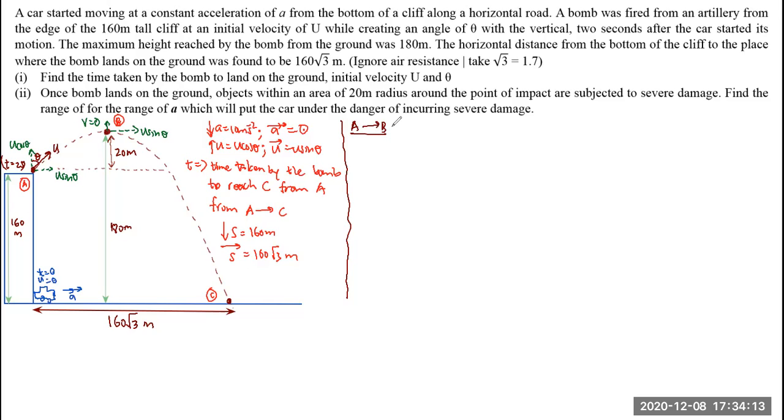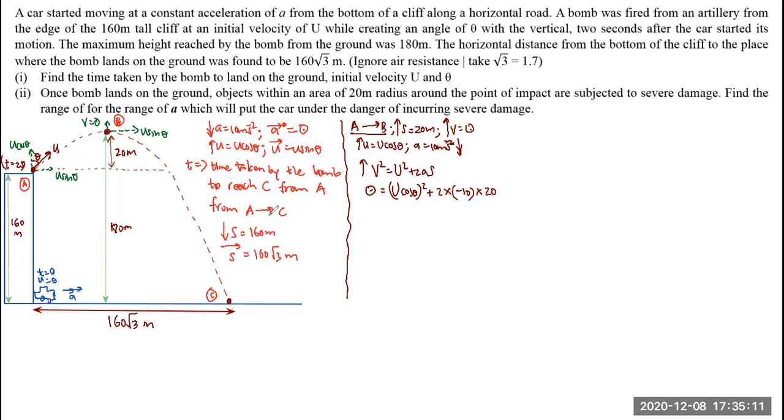Right. What are the information we know from A to B? Vertical displacement is 20 meters, and the vertical final velocity is 0, and the vertical initial velocity is u cos theta, and the acceleration is 10 m/s² downwards. So when you consider these things from A to B, let's apply the equation v squared equals u squared plus 2as in the upward direction. So direction must be defined. So final upward velocity is 0.